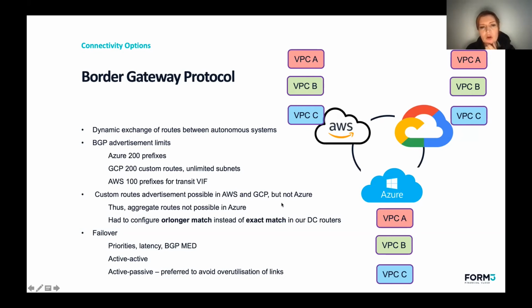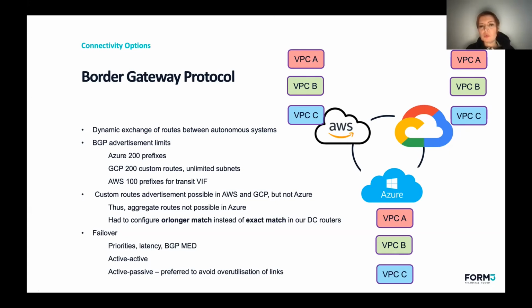However, those custom routes are not available in Azure. So we couldn't create an aggregate route in Azure. Therefore, we needed to change the configuration of our data center routers to accept a longer match instead of an exact match.